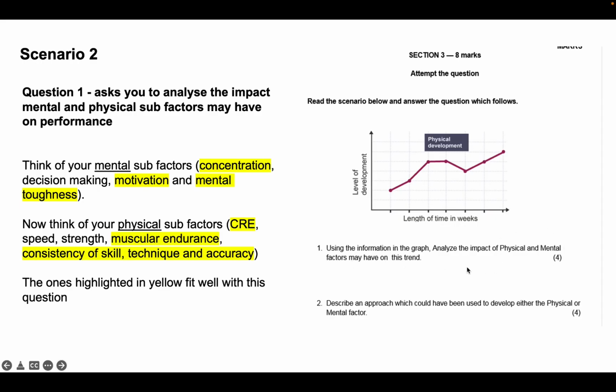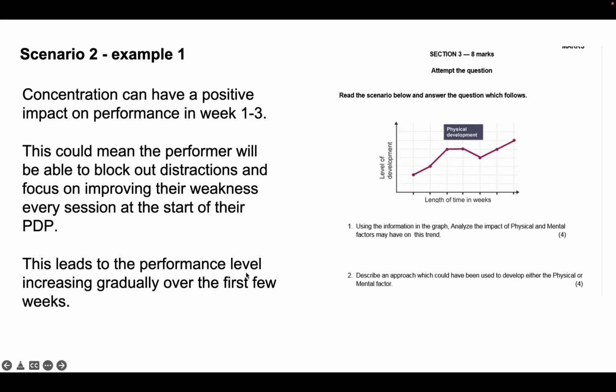Now, this question is asking about mental and physical subfactors, so what we need to do here is try and list those subfactors and then think about ones that may have impact on this trend. And I've highlighted some ones in yellow that we might want to talk about here. Now remember, these subfactors can have a positive impact or they can have a negative impact. So ones that you maybe want to mention in your answer would be concentration, motivation, mental toughness, CRE, muscular endurance, consistency of skill, technique, and accuracy.